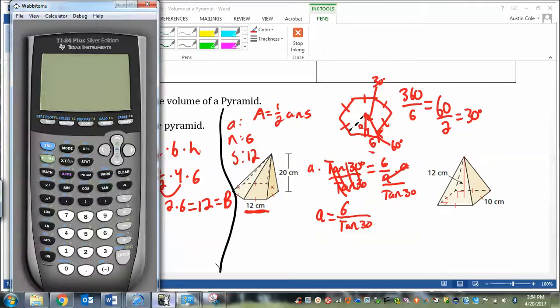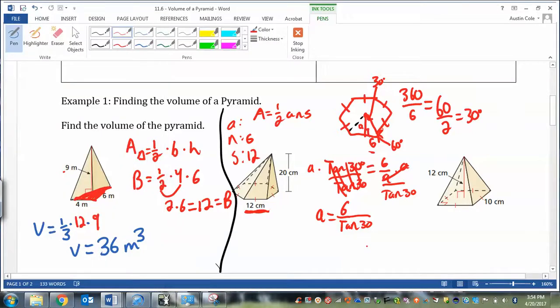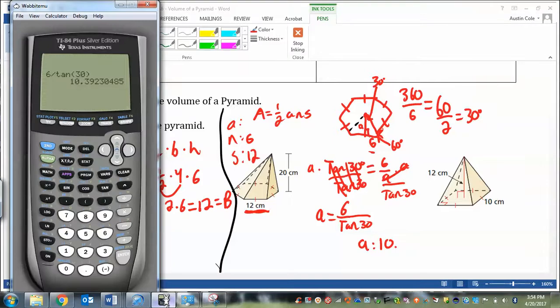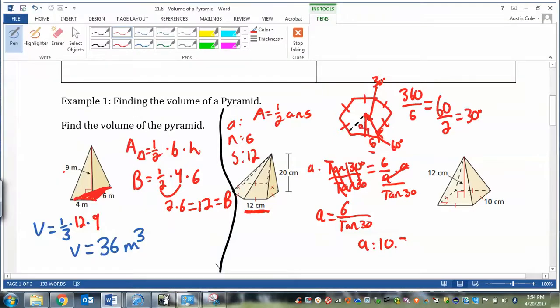Okay, I already did that in my calculator. So 6 divided by the tangent of 30, our apothem is going to be 10 point, I think it was 39. I would not round that yet. I just rounded it so it was easier to write. I would wait till the very end to round it. Otherwise, you probably will get the wrong answer when you go to do your assignment later.